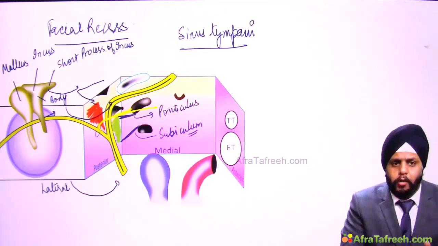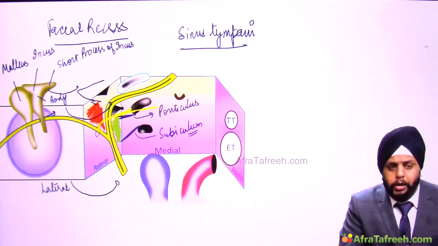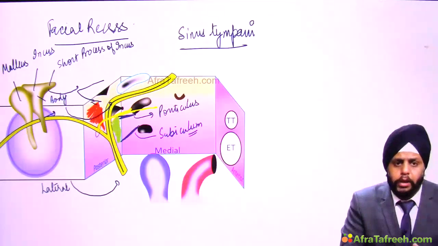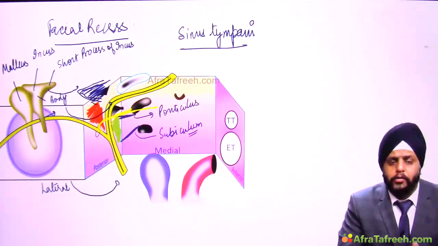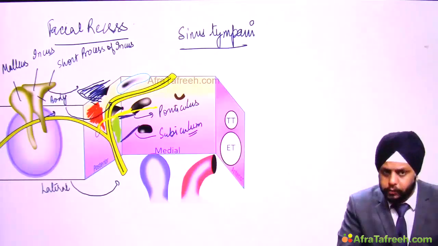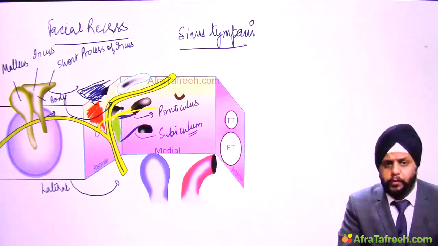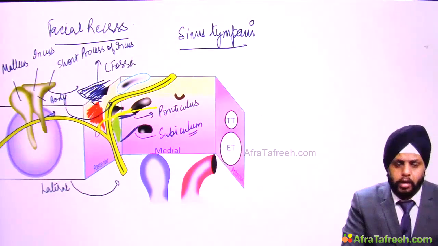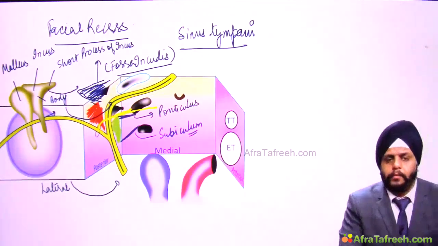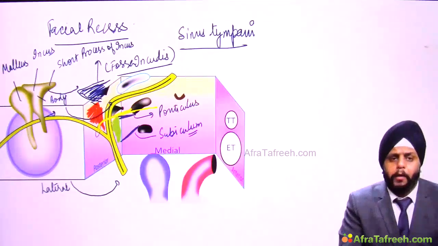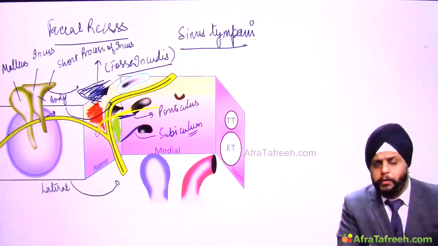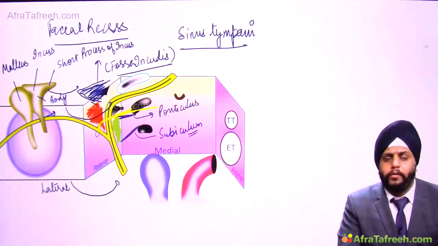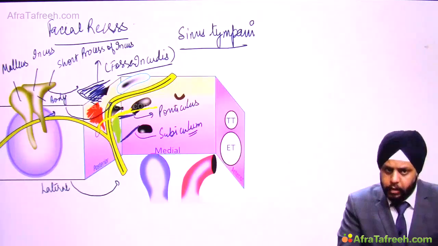So, what forms the superior boundary of the facial recess? The superior boundary of the facial recess, you see over here, is formed by the short process of the incus. The place where the short process of the incus is, we call the fossa incudis. So, the superior boundary of the facial recess, you can say, is the short process of the incus, or the better term to use is fossa incudis. Right?